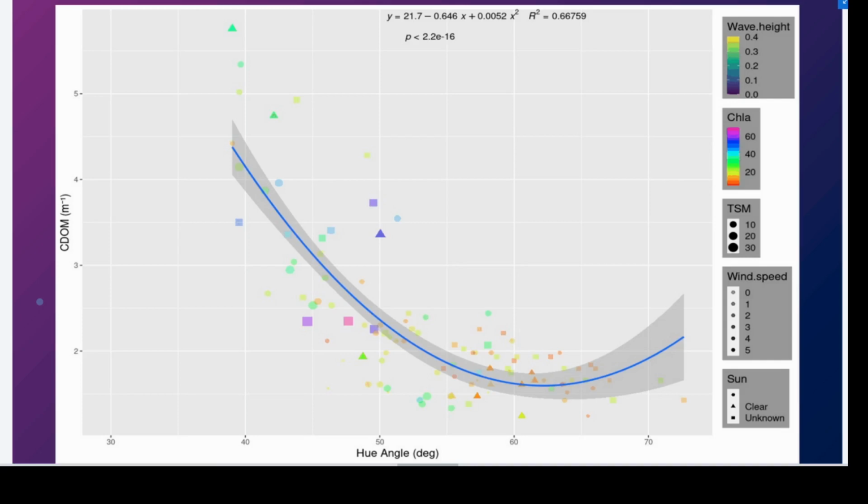Here y indicates CDOM and x indicates Hue Angle, and the coefficient of determination R squared is 0.67, which is good for this kind of research, and a smaller p value indicates the relationship is statistically significant. This figure shows that the CDOM value is higher when the Hue Angle is lower.